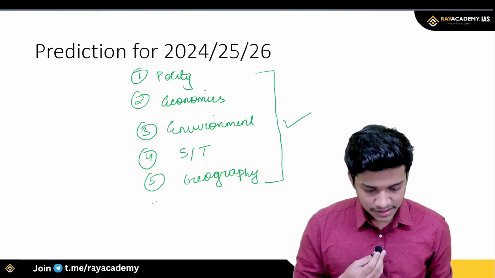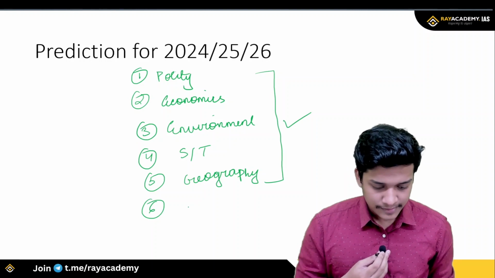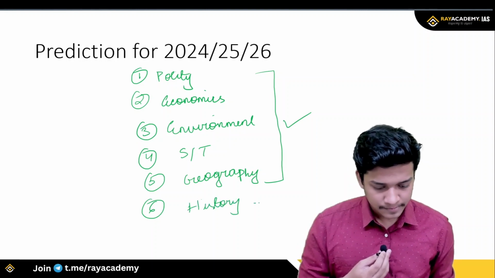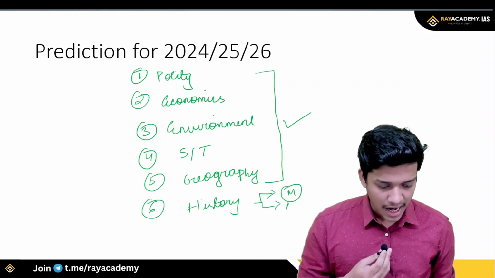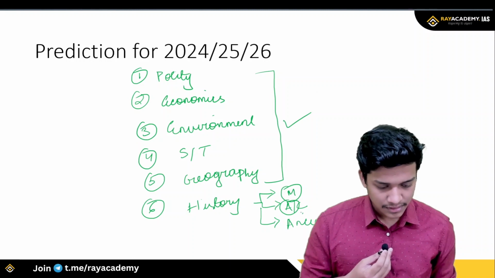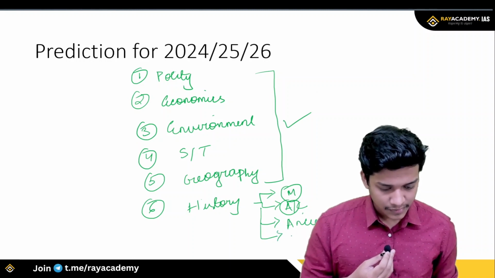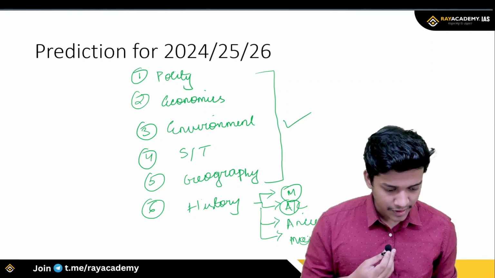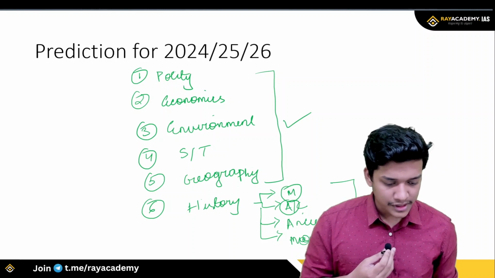And then comes history, which you can read next. History is further divided into medieval history, art and culture, ancient history, and modern history. So history can be divided into these topics.